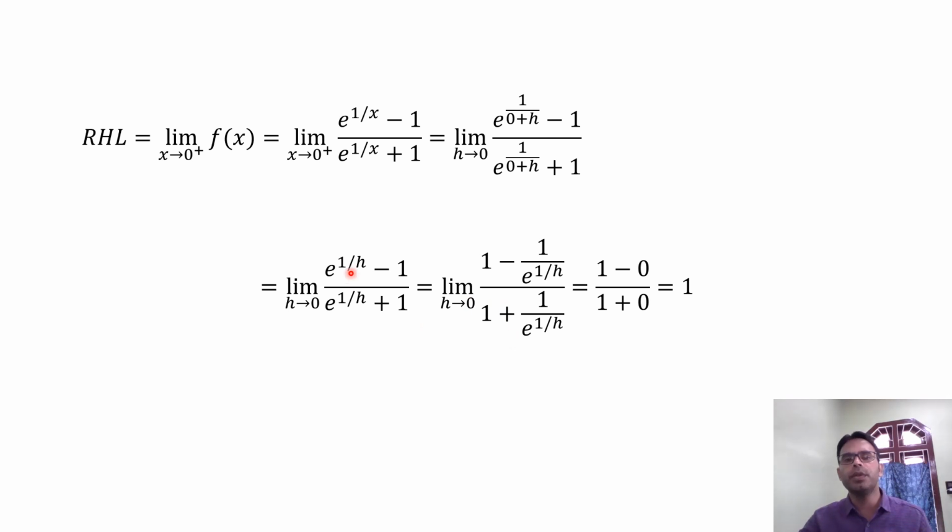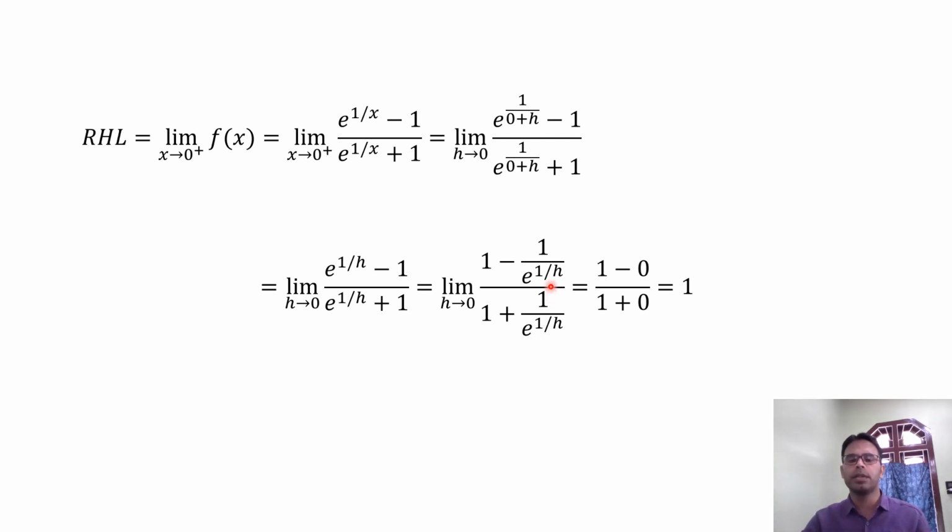In this line, what am I doing? We are dividing the numerator and denominator by e to the power 1 by h. This should be equal to 1, then minus, and 1 by e to the power 1 by h. In the same way, in the denominator it becomes 1 plus 1 by e to the power 1 by h. Now we can obviously find the limit value.